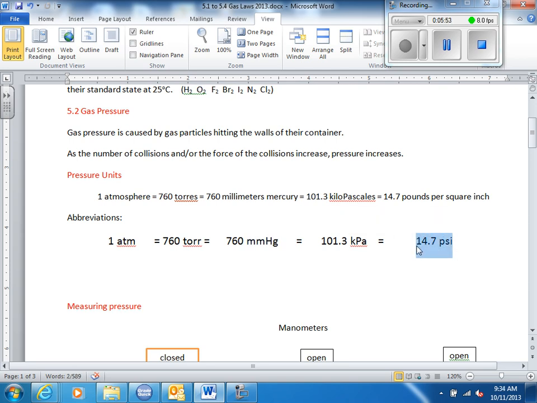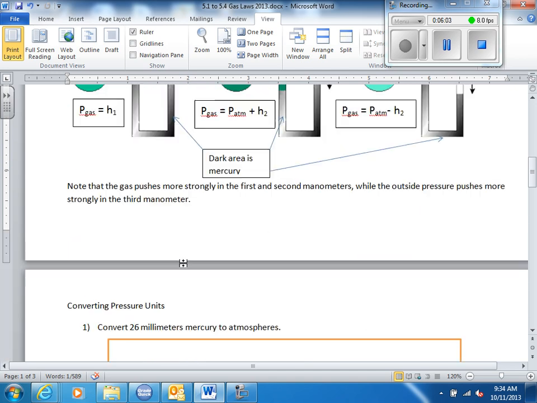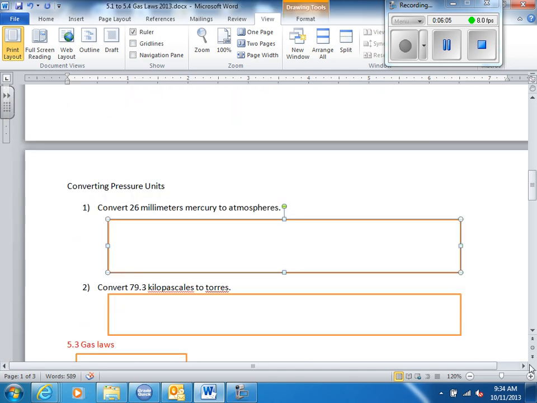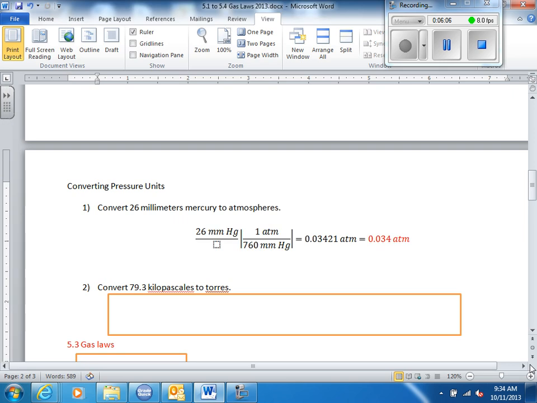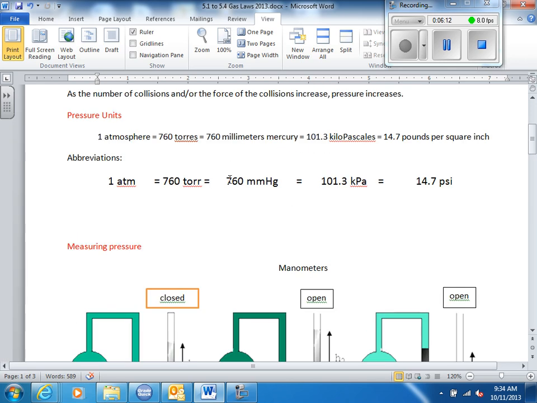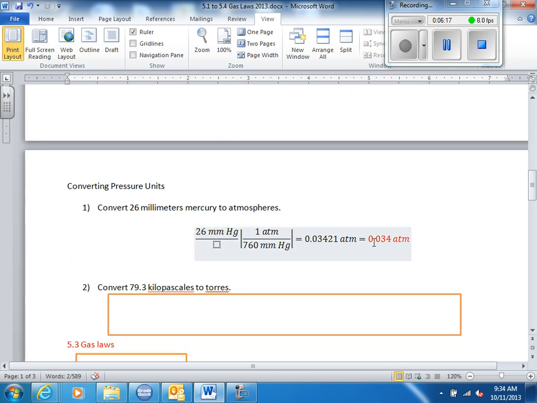In any event, if we're converting from PSI to torr, we can go straight 14.7 and 760. We don't have to convert to kilopascals, then to millimeters mercury, and then to torr. So you might be able to do this on your own. Here's your solution. You start with your given, and we look at the conversion factor. If you look back up top, 760 millimeters mercury is equal to 1 atmosphere. So that would be 0.034 atmospheres.